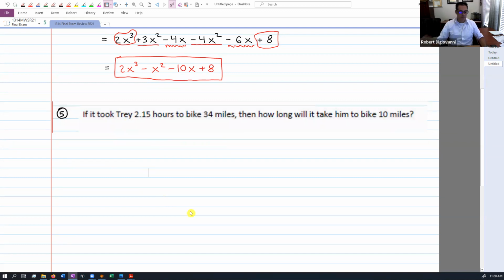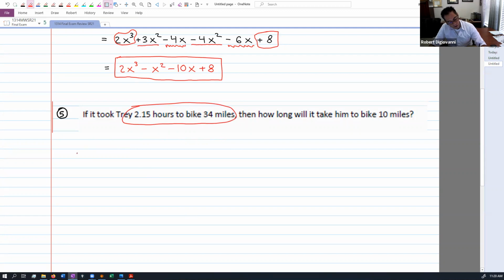All right, here we go. If it took Trey 2.15 hours to bike 34 miles, then how long will it take him to bike 10 miles? So the first thing we do is we set up a ratio proportion from this information.